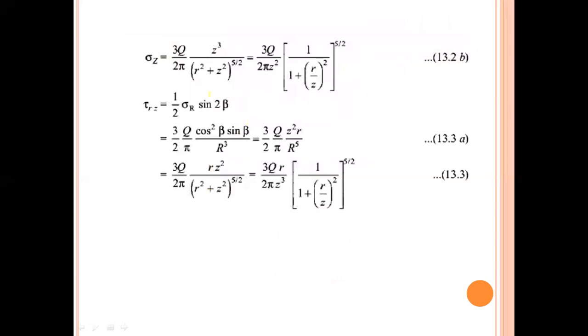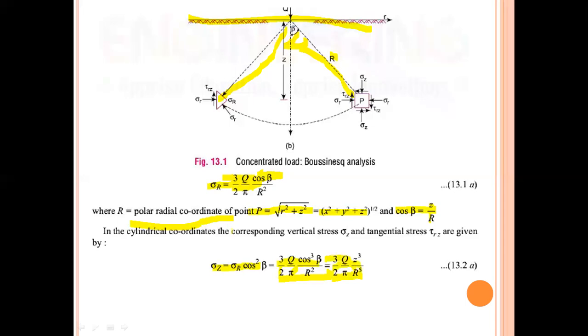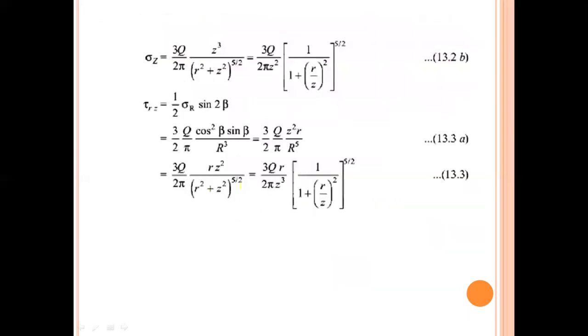So sigma z equals 3Q by 2 pi into z cube. Here R is the polar radial coordinate, then R equals r square plus z square, that is, R equals small r square plus z square whole power 5 by 2. Then 3Q by 2 pi z square into 1 by 1 plus r by z whole square, whole power 5 by 2.